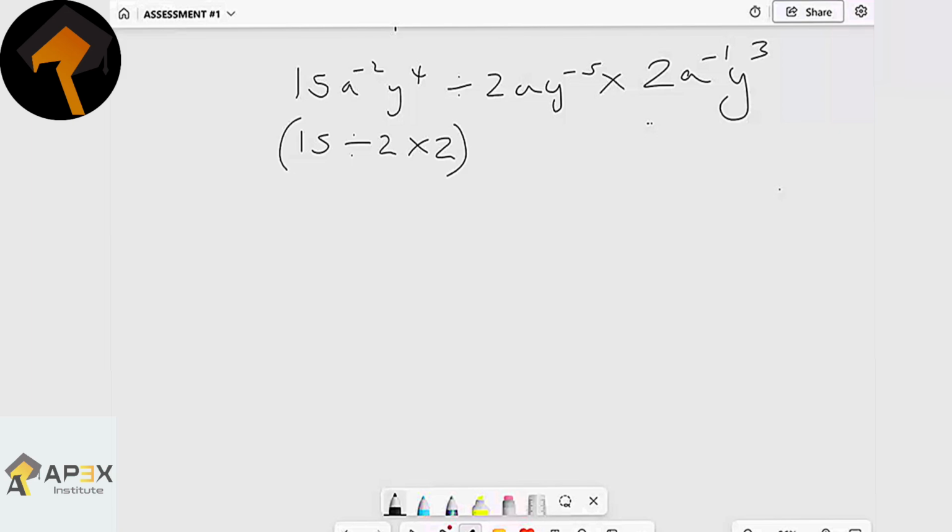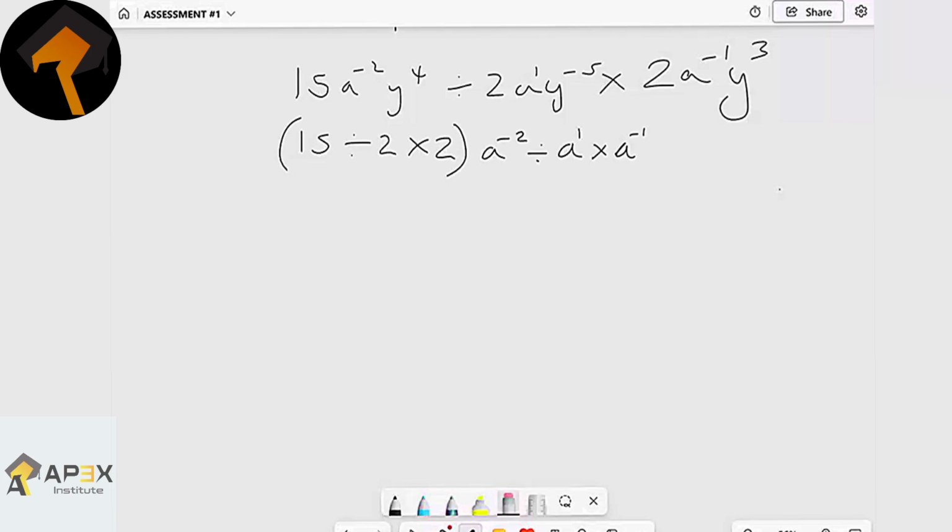All right, so then we're going to extrapolate the a's. So the first a is a to the minus 2. And then it's actually being divided by the second a, which is a to the 1. Notice that there's no power there, so it's going to be understood as a 1. And then we're going to multiply it by the final a here, which is going to be a raised to the minus 1. All right?